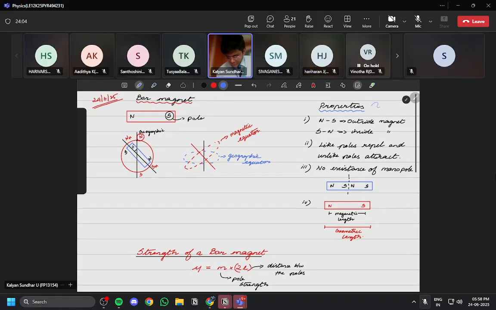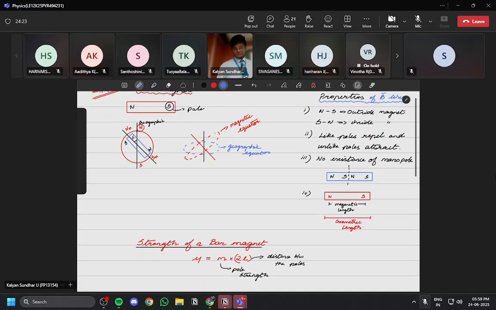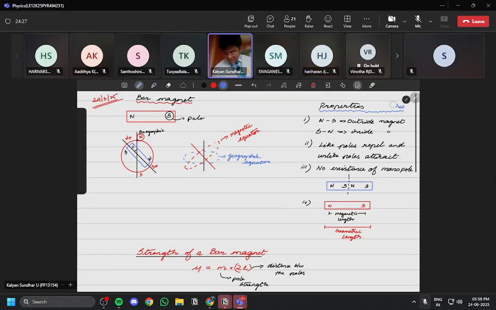Let me write this, properties of magnetic field lines. Oh, sorry, wait. Properties of magnet.